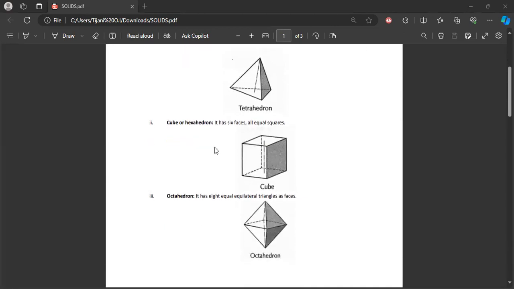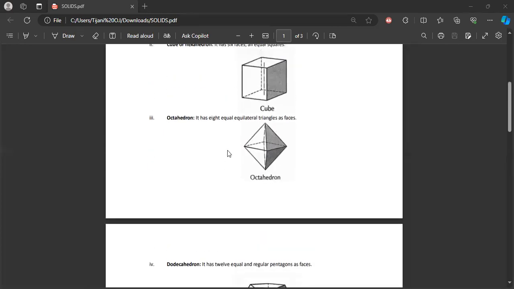Then the second one that we're talking about is a cube, or we call it hexahedron. A cube or hexahedron has six faces, and all the faces are equal in size, and each of them is a square. As you can see here, this is a cube. So this face is a square, this face is a square, the top face is a square, this face on this side is a square, this face on this side is a square, and the down face is also a square. So that makes it a hexahedron. It has six equal faces in which each of them is a square.